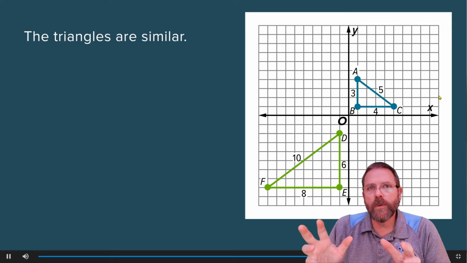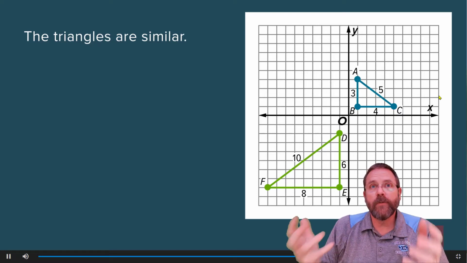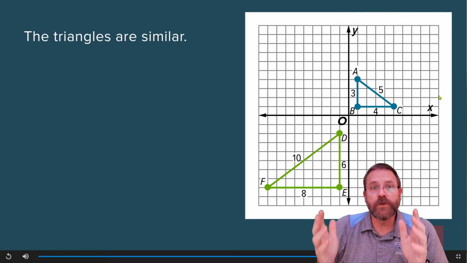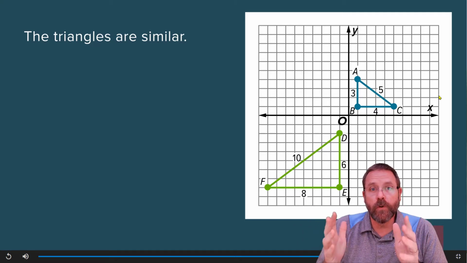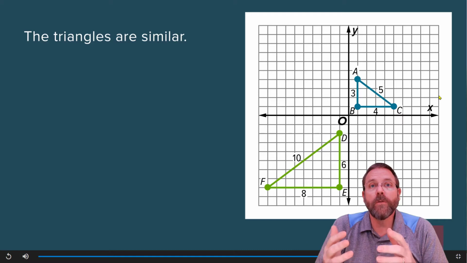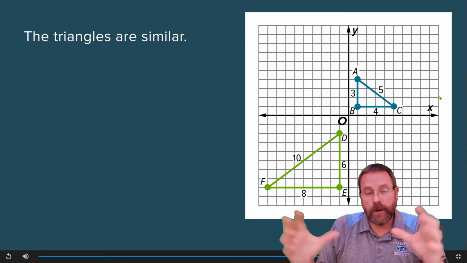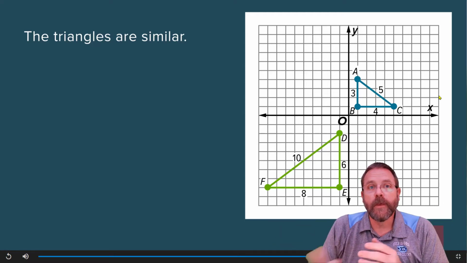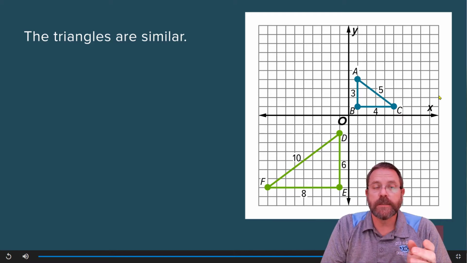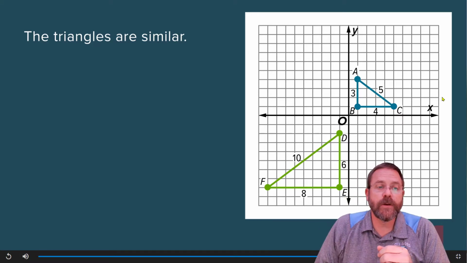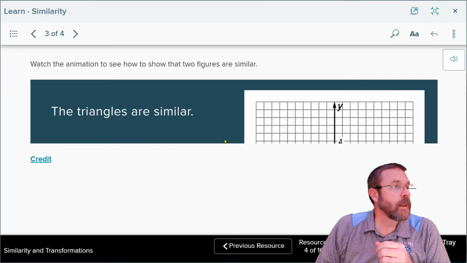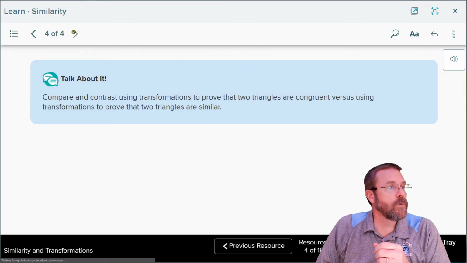All right, let's talk about what they did. First thing they did is they found the corresponding sides and made sure that they were going to have congruent or equal ratios, and all of them came out to be the same 2 over 1 ratio. They applied the 2 over 1 ratio to the coordinates for ABC to get to their first prime triangle, where they dilated it out, made it bigger, then they reflected it, and then they translated it. So it was 3 different steps they had to do to work through this problem. Let's keep going and see what else they have for us.